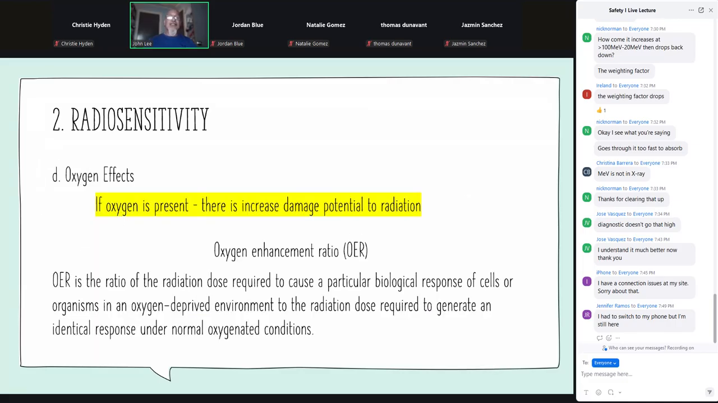If oxygen is present, there's an increased likelihood of damage from radiation. This is referred to as the oxygen enhancement ratio. This is the ratio of the radiation dose required to cause a response of an organism in an oxygen deprived environment over the radiation dose required to generate the same response under normal oxygenated conditions. Okay.